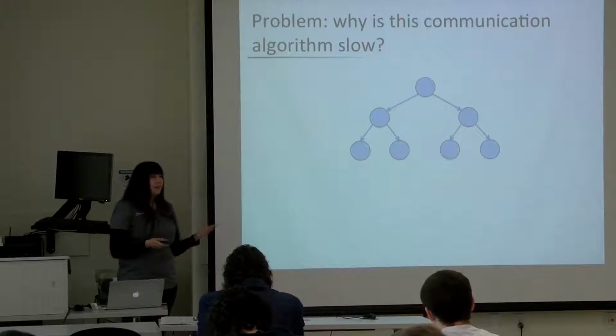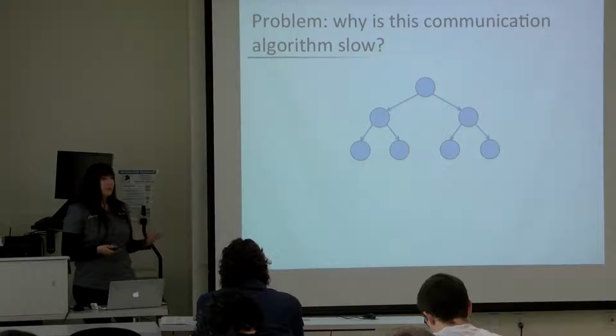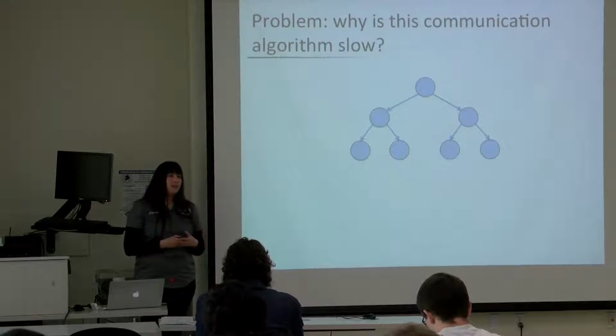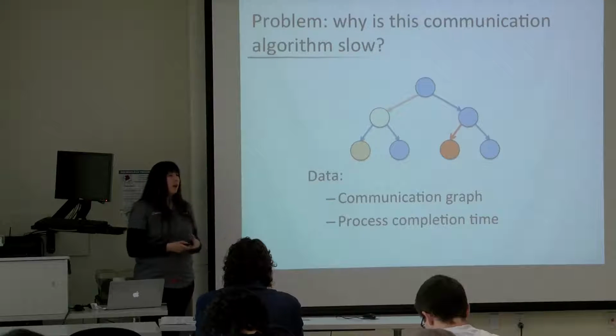So what's happening here is we have a binary tree. Things are being sent down the binary tree. We believe this is going to be sort of balanced in a way. And then in terms of data, what I'm going to have is, well, I have this communication graph that I'm showing you. This is what's going on in the software space.